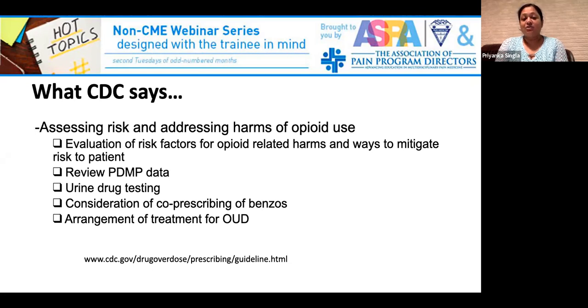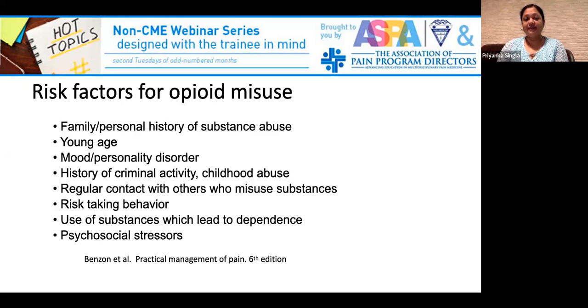Strongly advise against co-prescribing of benzodiazepines. And there should be an arrangement for opioid use disorder. If you identify a patient with opioid use disorder, you should not just stop the opioids. You should provide guidance and treatment availability for opioid use disorder if you identify a patient to have one.